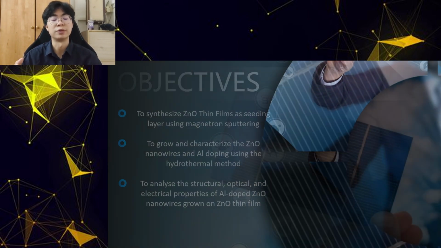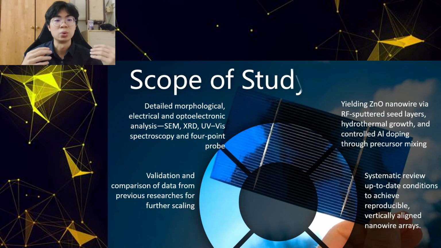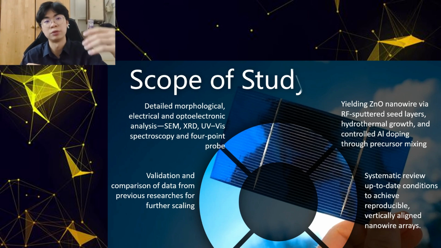For the scope of study, the intention is to yield zinc oxide nanowire by reviewing up-to-date conditions via RF sputtering seed layer, hydrothermal growth, and controlled aluminium doping to achieve vertically aligned nanowire arrays, while characterization of the morphological, electrical, and optical properties will be done, and the data will be compared to previous research for further scaling.